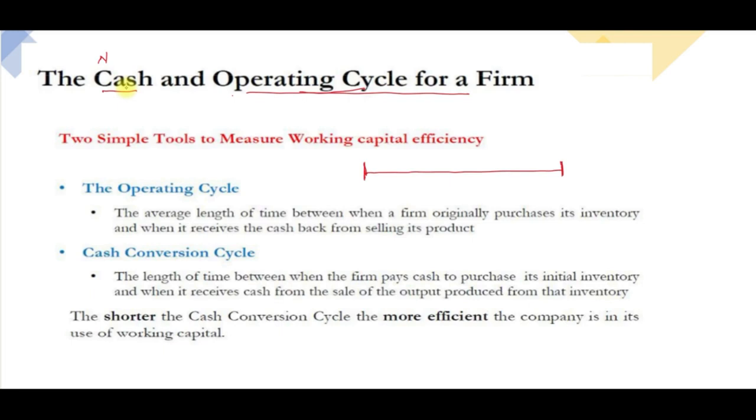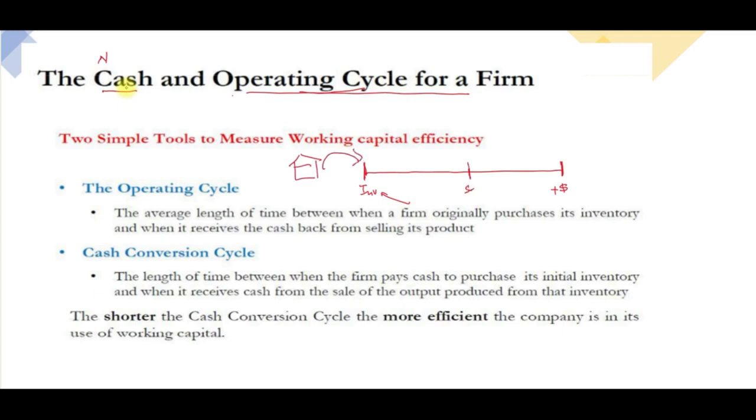Okay, so this is a point where the company gets the inventory. During this time the company will sell it and then the company will receive the cash from its sale. So, if you see, it is the average length of time between when a firm originally purchases the inventory and when it receives the cash from selling its product. From the supplier the company would buy some inventory, and then the company will sell it.